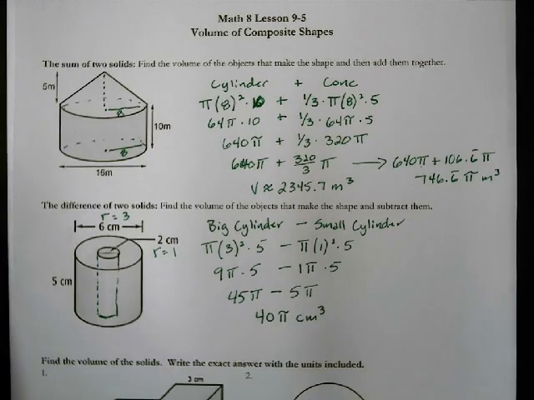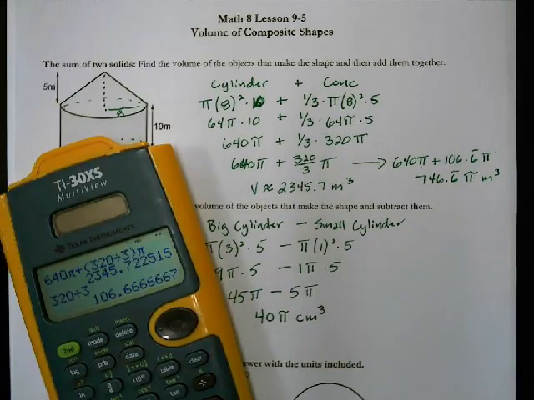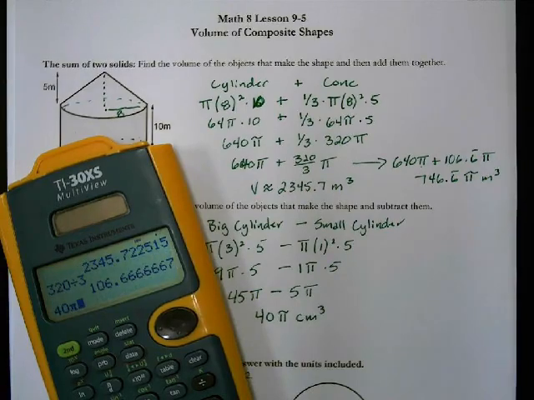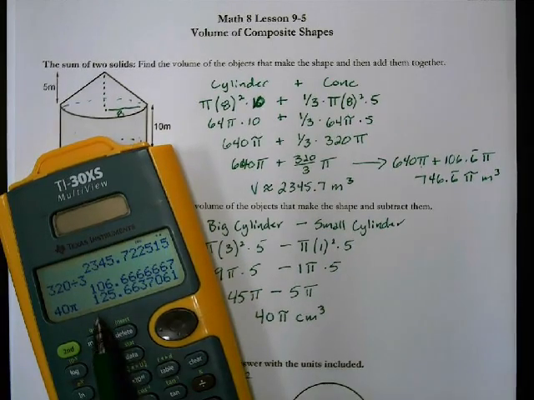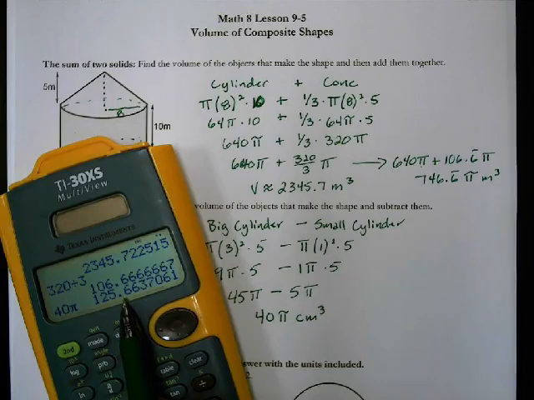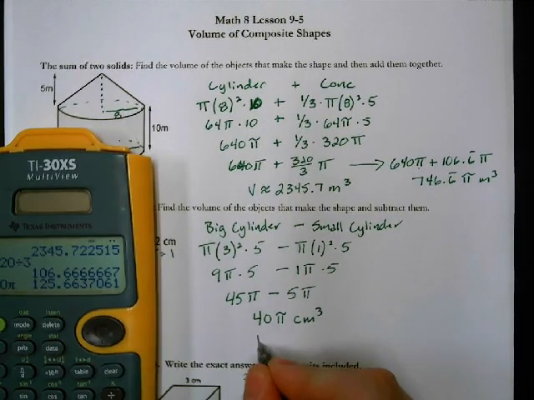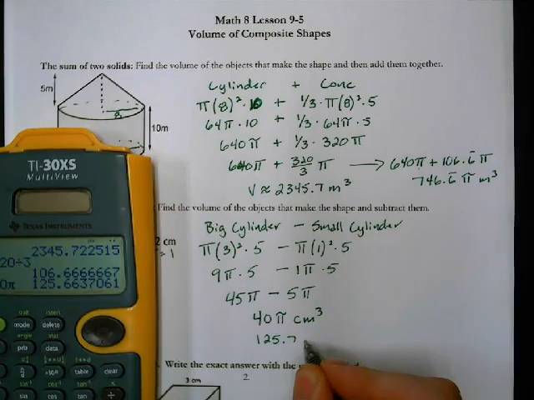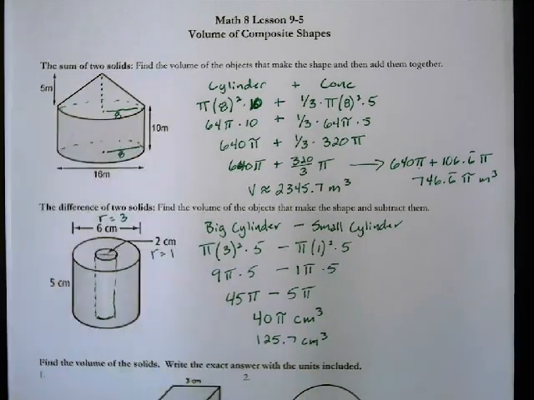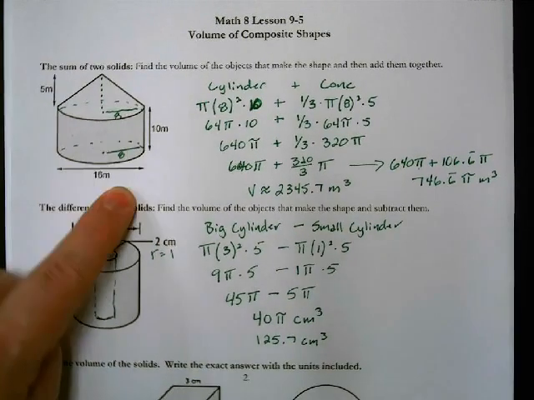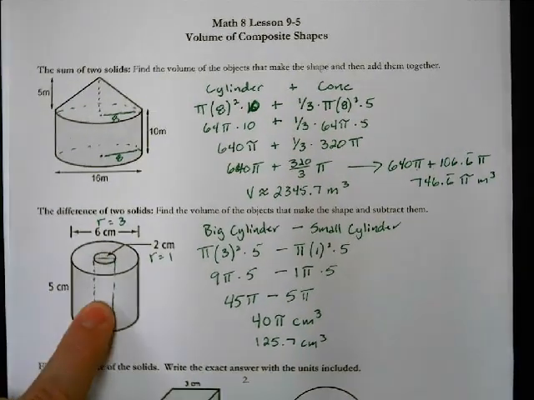And then I could just take out my calculator and do 40 times pi, and that comes out to 125.6. We're going to round that up to 7 because there's a 6 after the 6. So 125.7 centimeters cubed would be our final answer. So in this one, we had 2 shapes that we needed to add together. This one, there's a hole in the shape, so we needed to subtract it.